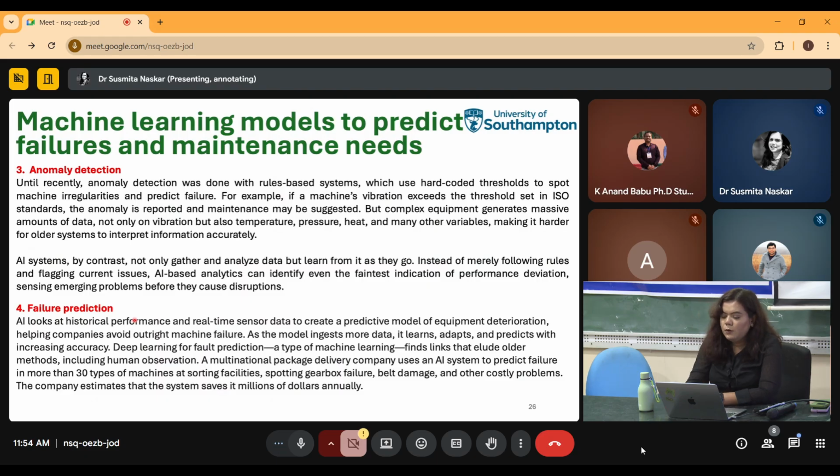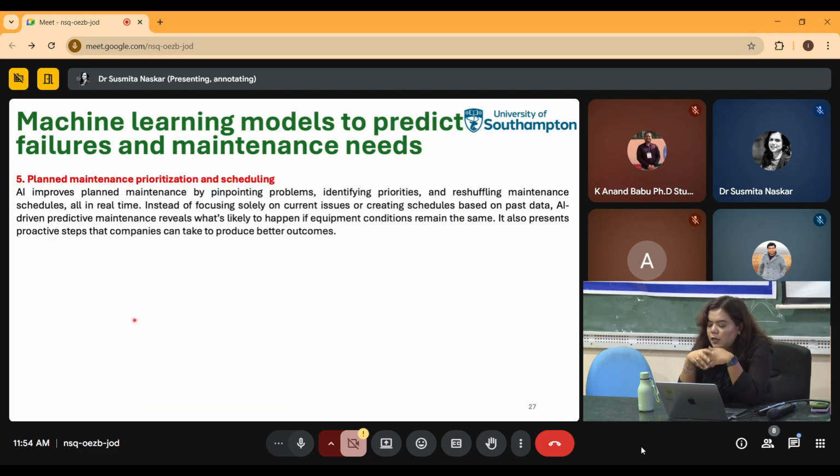Now another important one of these machine learning models is planned maintenance, prioritizing, and scheduling. So AI also improves traditional maintenance schedules by pinpointing the problem very early, by identifying the priorities, and by reshuffling the schedules in real time, right? So instead of only reacting to the current issues or relying on the past data, this artificially driven predictive maintenance can project what's likely to happen if conditions remain unchanged. And that insight empowers companies to take proactive steps, reduce the downtime, and improve the outcome.